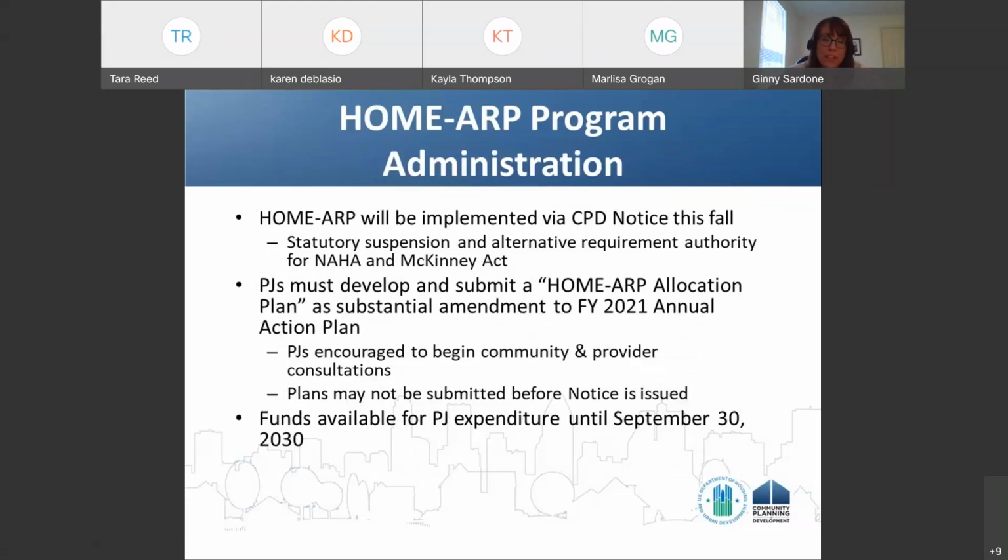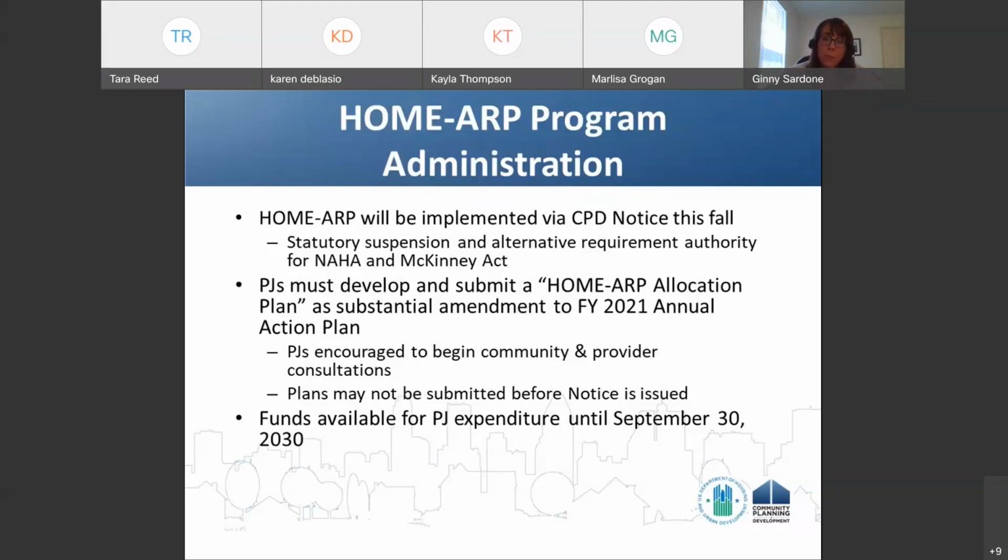Slide, please. Okay, I think I mentioned, but I'll mention it again. The HOME-ARP statute provides us statutory suspension authority and alternative requirement authority for the National Affordable Housing Act, the statute that authorizes the HOME program, and also the McKinney Act. So this is a sort of HOME program, but we're basically building a new program from the ground up, because so many of the HOME statutory requirements need to be altered or eliminated altogether to serve these populations. And that is what we're working on right now.